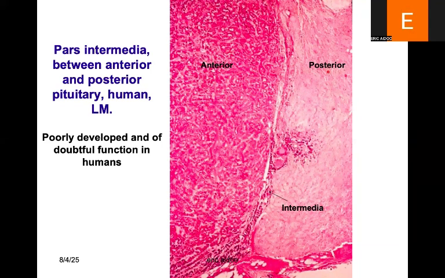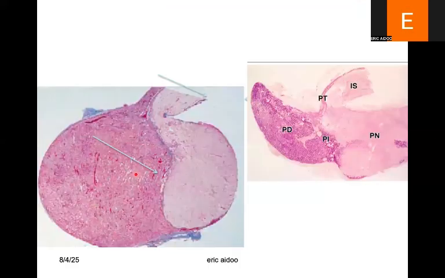But here in the posterior, remember this is in connection with the brain, so it is made up of neurons, and neurons do not take up much stain. That is why it is lighter. Then that is the pars intermedia. It is also important to note that the pars intermedia is poorly developed in humans. It doesn't show that much compared to other non-human animals you see in the slides.